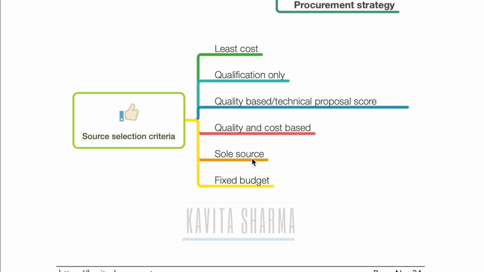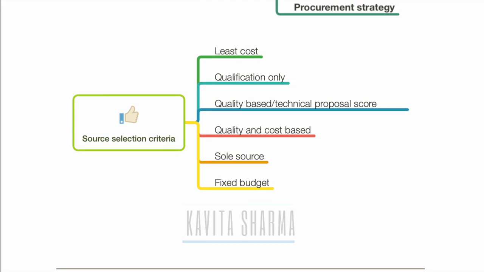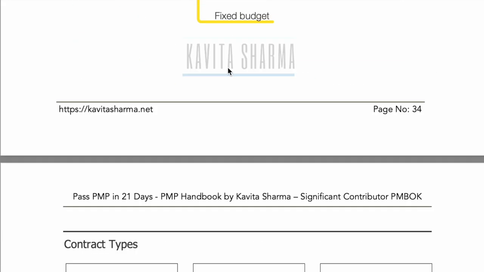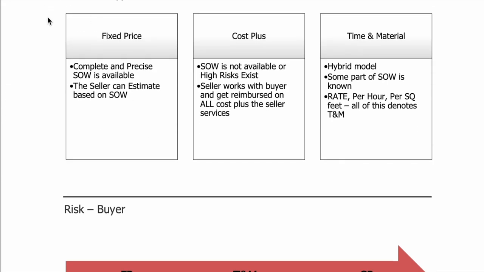Sole source is one single seller. We can have some special condition when there is only one seller available. But as a buyer, you don't want to be in that position. We discussed it. And fixed budget is the buyer, which is you, saying, I have this much money. Whoever comes in can pick up the project and do it. So that's fixed budget.